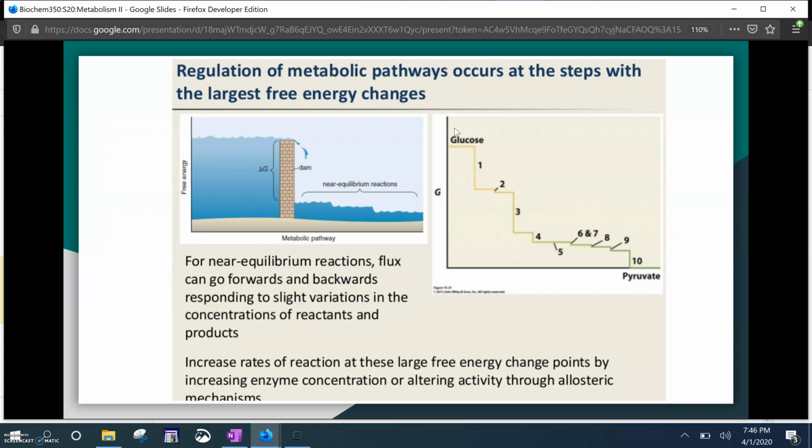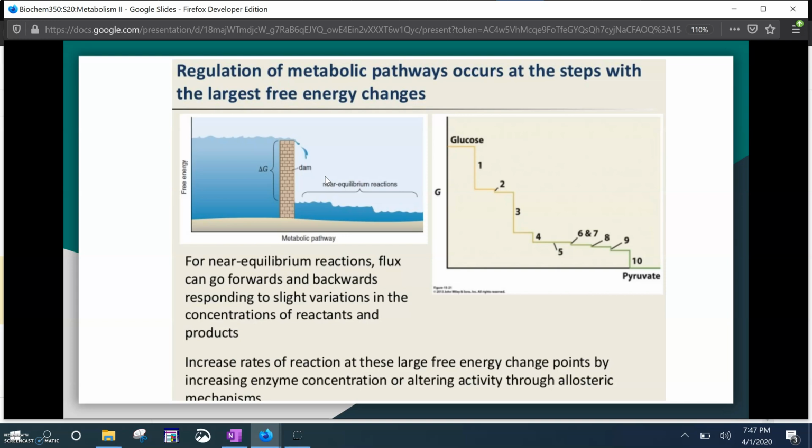Okay. So now let's look at the regulation of these pathways. Here are all the steps on the right, and you can see these big jumps in large negative delta G's are like going over the dam. Some of the other ones are low, near equilibrium processes, but the ones that have the large negative delta G are the ones where you can't go backwards.